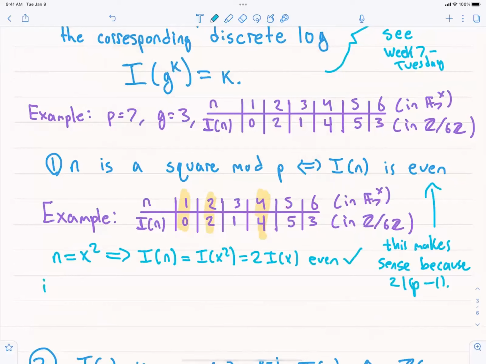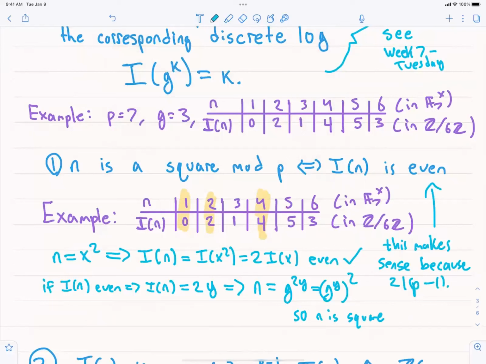On the other hand, if I of n is even, we can write I of n is equal to 2 times y. But then if I take both sides to be the exponent of g, I get g to the I of n, which is just n, is equal to g to the 2y, which is g to the y squared. So n is a square.